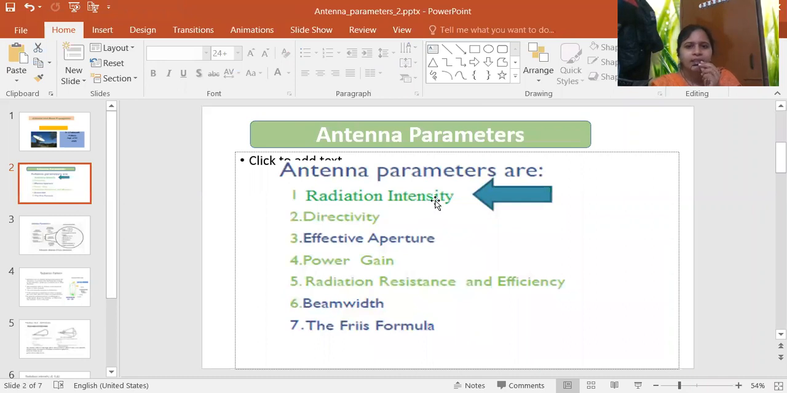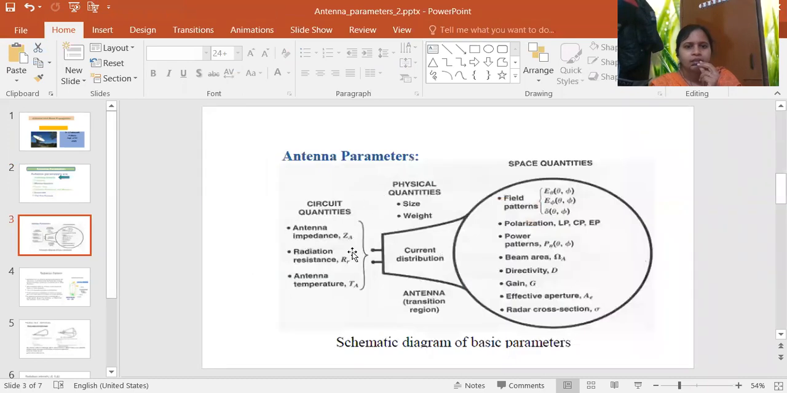These are the basic parameters of antenna. We'll discuss circuit quantities and space quantities as shown in the figure. Circuit quantities are antenna impedance, radiation resistance, and antenna temperature. Space quantities are field patterns, polarization, power patterns, beam area, directivity, gain, effective area, and radiation cross section. Sorry, radar cross section.